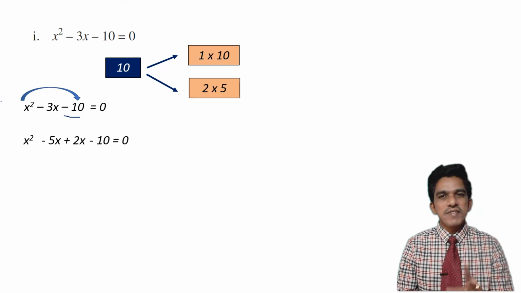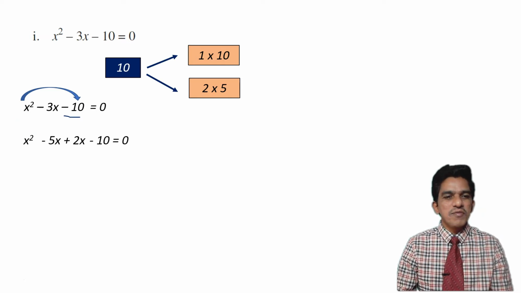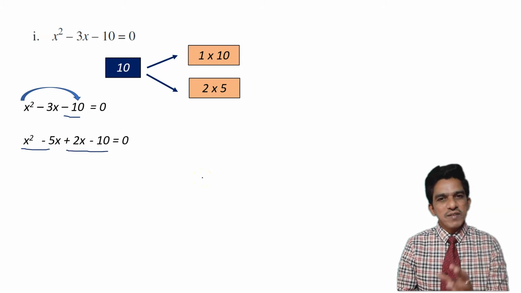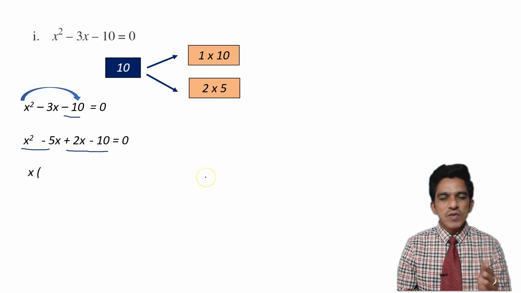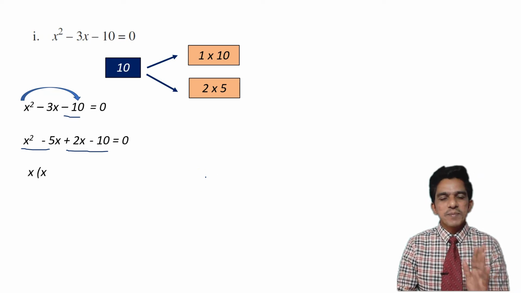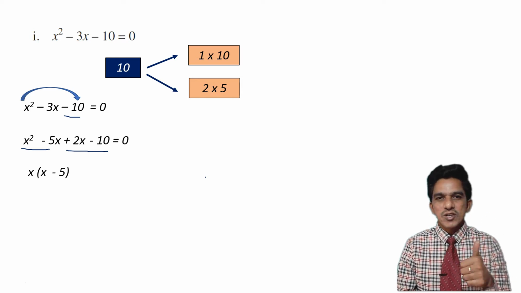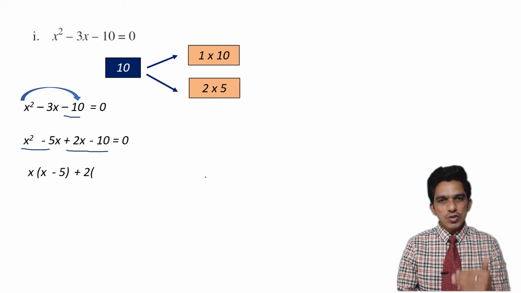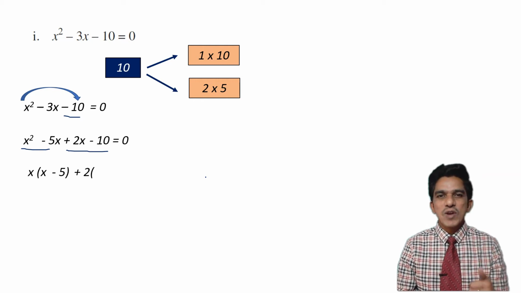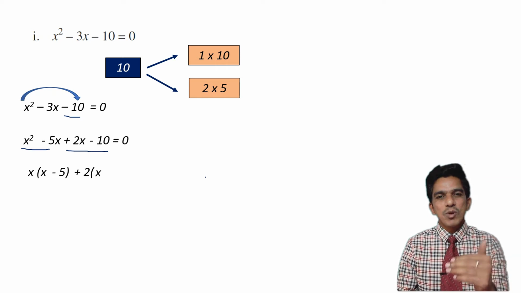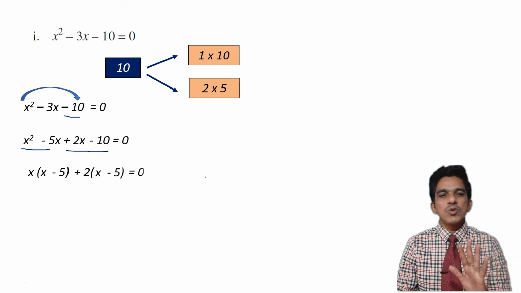Now we have to consider the factors in pairs. So here you have x square minus 5x. This is one pair. 2x minus 10. This is another pair. In x square minus 5x, x is common. Taking x out of x square, you will have x, and from minus 5x you have taken out 5, so you will have x minus 5. Plus 2x minus 10. 2 is the common factor. So when you take out 2, from 2x you get x, and you will have x minus 5 for the 10. So this is equal to 0.